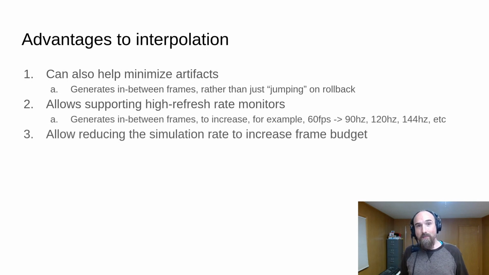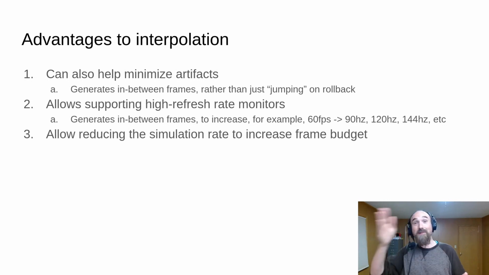And the last but most consequential advantage to interpolation is that it allows you to reduce the simulation rate in order to give you a higher frame budget. As we've discussed over and over again, if your game simulation runs at 60 FPS, you need to be able to do all your rollbacks and the next tick in less than 16 milliseconds. 16 milliseconds is your frame budget. If you can't get everything done within your frame budget, your frame rate will dip. And if you go enough over, it can actually lead to more rollbacks and getting even further behind, and now you've entered a death spiral.